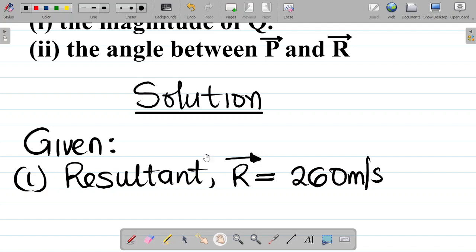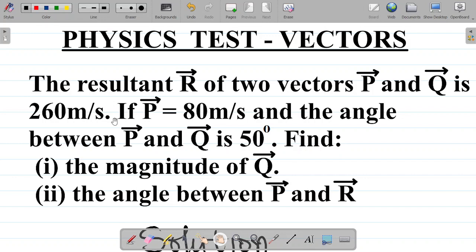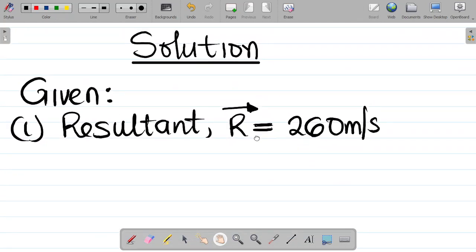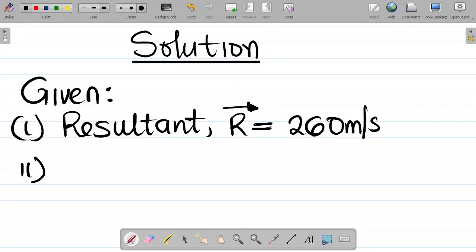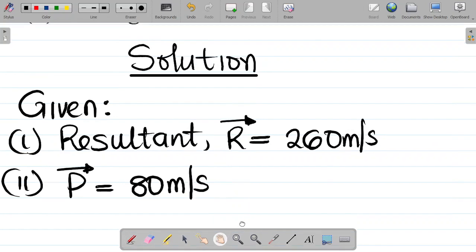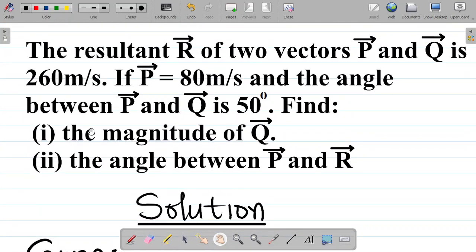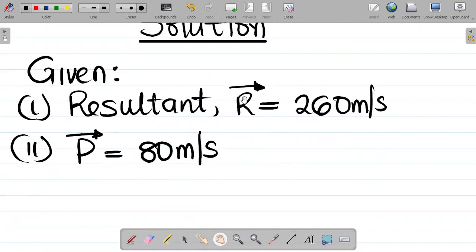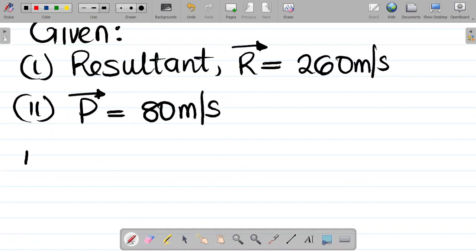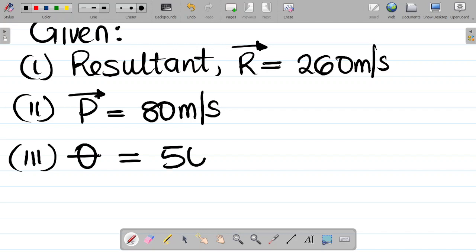Okay, what's the next thing they said? P is equal to 80 meters per second. Number 2, I'm given P as equal to 80 meters per second. They said the angle between P and Q is 50 degrees. Let's call that angle theta. So theta, the angle between P and Q, is equal to 50 degrees.